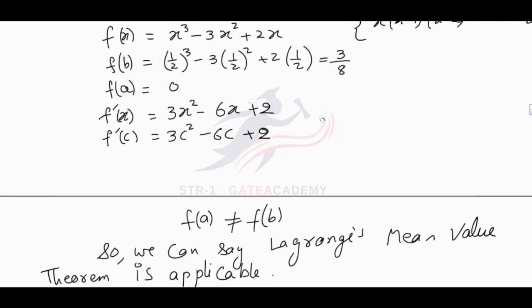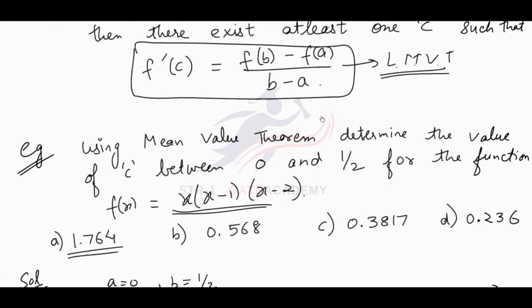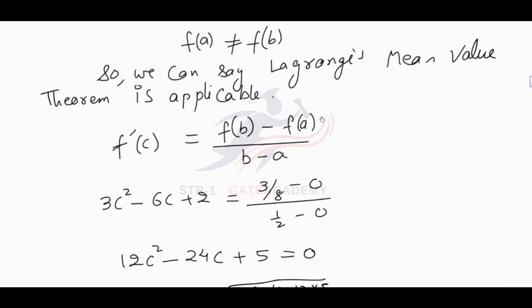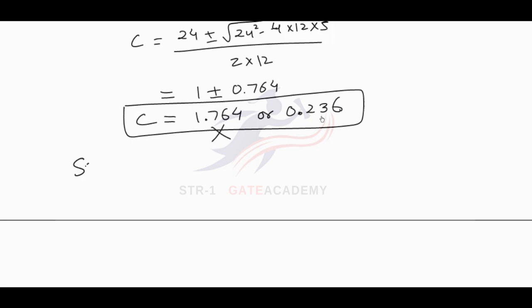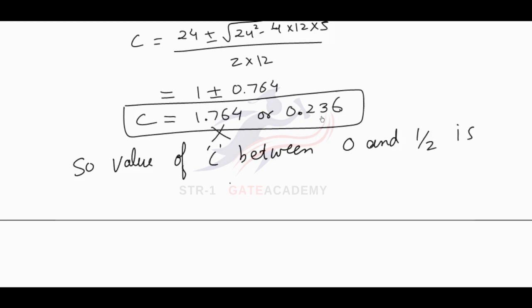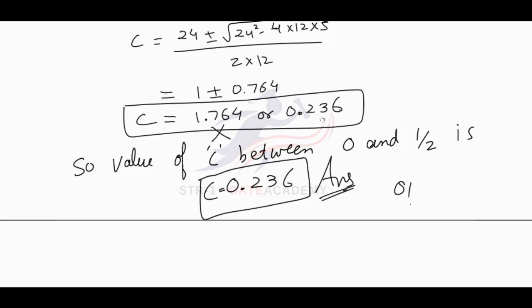Right? Now if I look at the options, we have both 1.764 and 0.236. Now whom to choose? There are two values of c we have got and we have done very correct. But you wanted one value only, na? How will you get one value? Yes, very important. You have to get the c value between 0 and 1 by 2. So this will get ruled out. Yes, this will get ruled out. So the value of c between 0 and 1 by 2 is 0.236. That's your answer. Option D will become your answer.